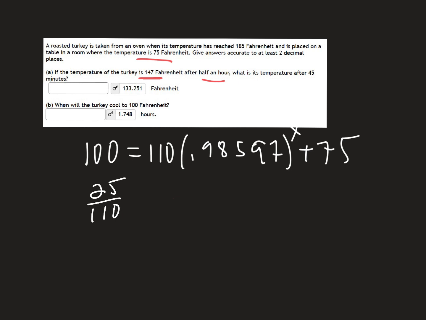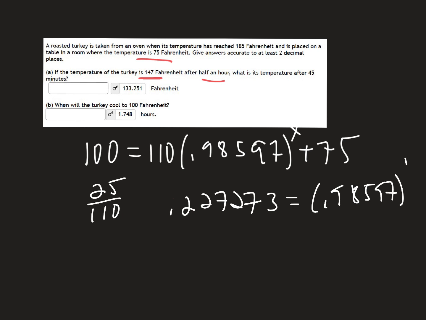So I'm getting 0.22727. Oh, it's a bunch of repeated decimals. That's cool. So I could write that as a fraction. That's silly. Equals 0.98597 to the x power. And now that's an exponential equation. Yeah, I could do the log of both sides. I could also rewrite this as a logarithm, right?